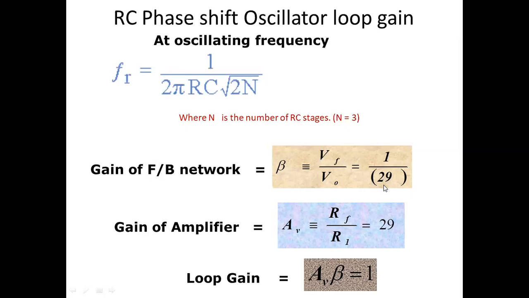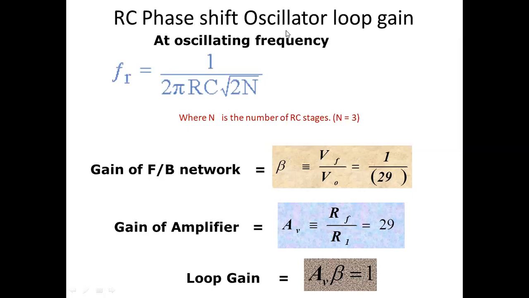Therefore, we can say RF by R1 is required to be greater than 29 so that it can provide sustained oscillations. It satisfies the second condition of Barkhausen criteria, that is, mod A beta is required to be greater than or equal to 1. So the circuit satisfies both the conditions of Barkhausen criteria. Therefore, it can be used as an oscillator.